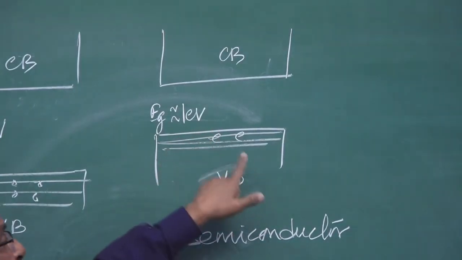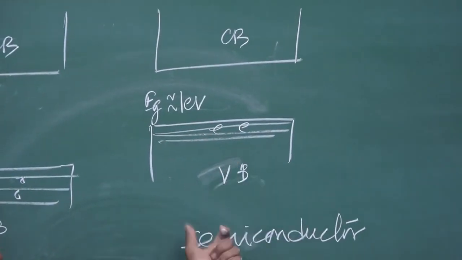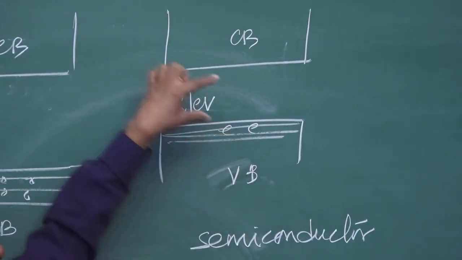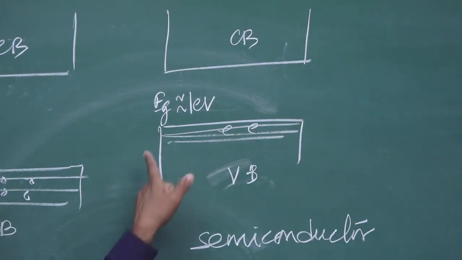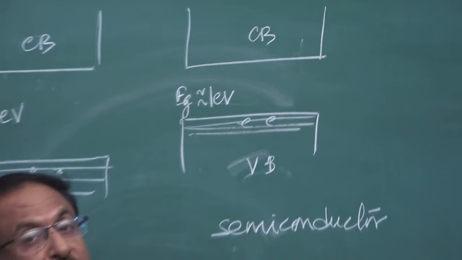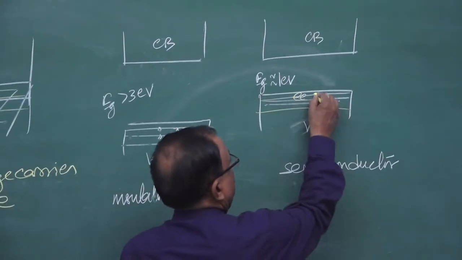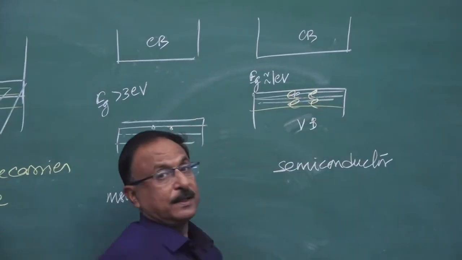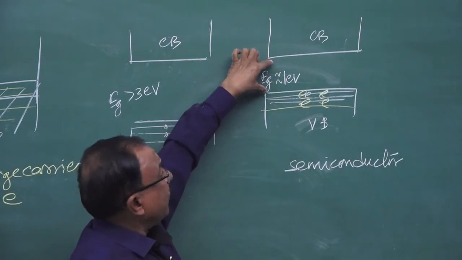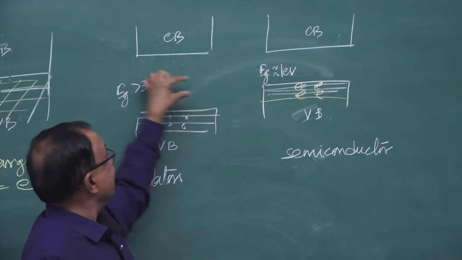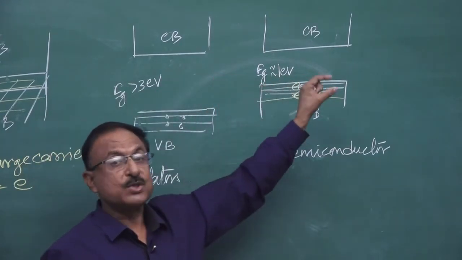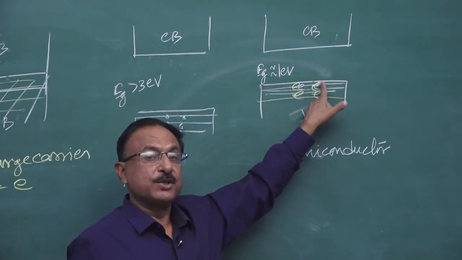Now we come to the semiconductor. In the semiconductor, what happens? As you observe, the conduction band is empty. In a normal condition, there is no free electron available. The valence band is completely occupied. All the energy levels are occupied. Electrons are there. And the forbidden gap is small. It is less than 3 electron volts. It is almost of the order of 1 electron volt.